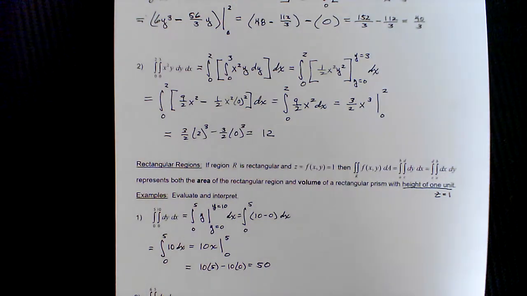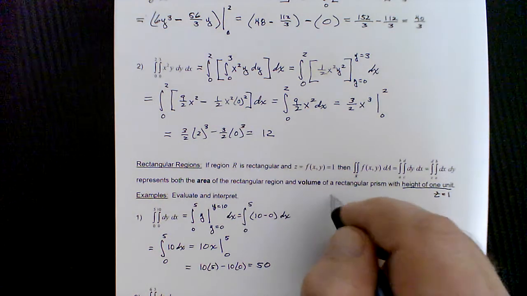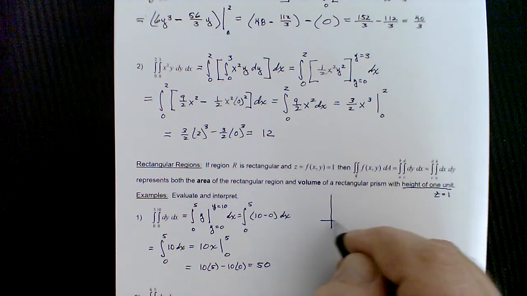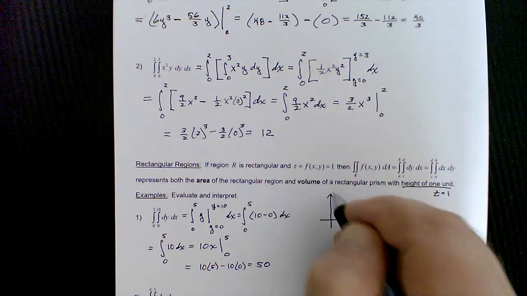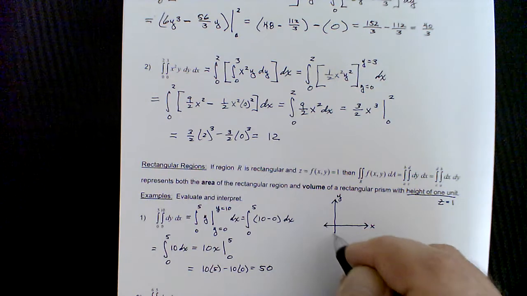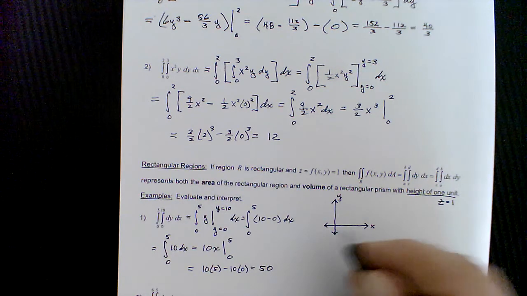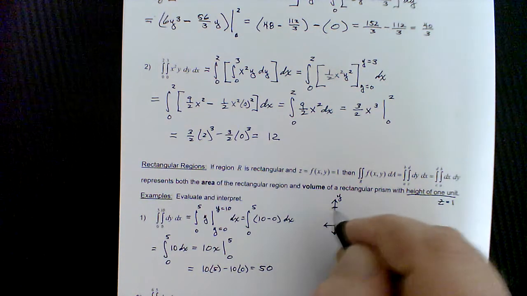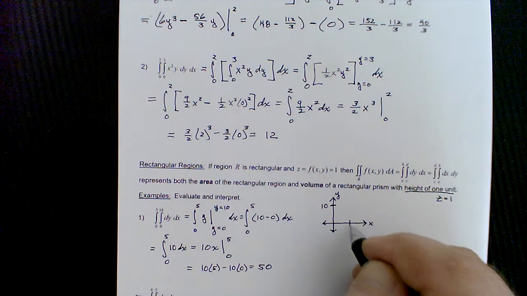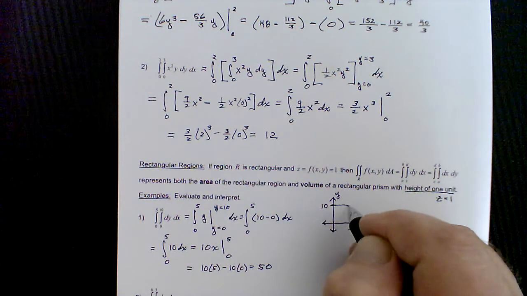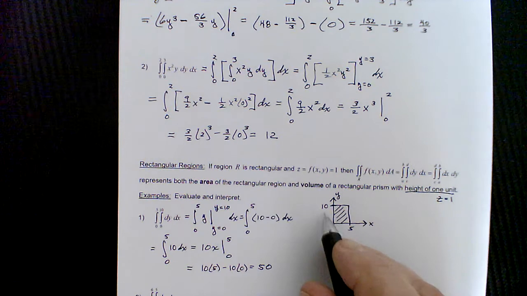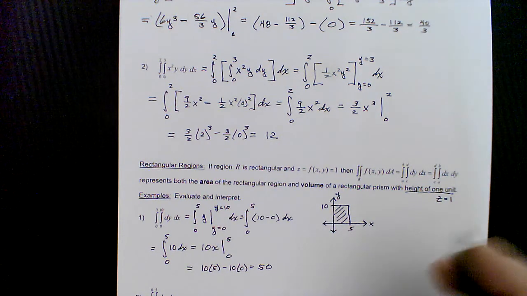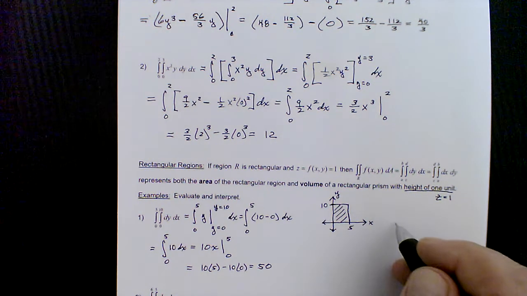And that's going to be your result. Then as an interpretation, once again, one of two things: either the area, think of the xy plane, and the fact that we went from 0 to 10 in the y, and 0 to 5 in the x. And so that area, of course, is just base times height, 5 times 10. Or you could actually think of it as a volume.